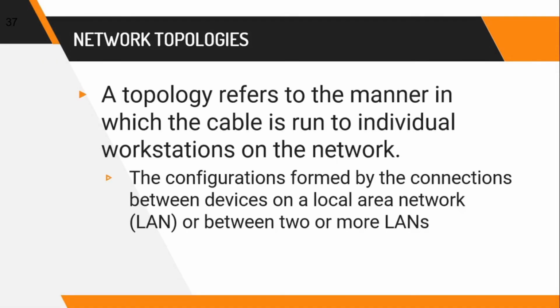Network topologies. A topology refers to the manner in which the cable is run to the individual workstations on the network. It is the configuration formed by the connections between the devices on a local area network or LAN, or between two or more LANs. Network topology is the arrangement of the elements, like links, nodes, etc., of a communication network. Network topology can be used to define or describe the arrangement of various types of telecommunication networks, including command and control radio networks.